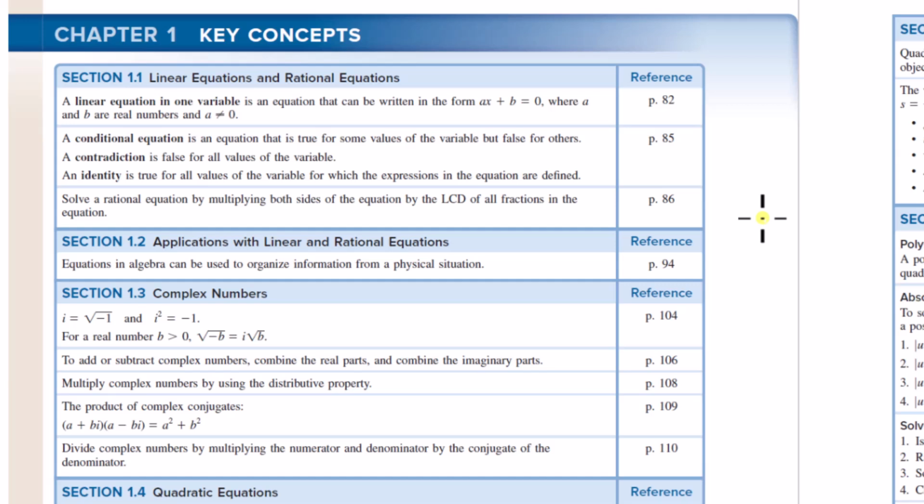Okay, and so the whole idea is we want to use these properties of equality to condense down the equation from a complicated expression on one side and a complicated expression on the other side, all the way down to an equivalent equation where we can just read off what the solution or the solutions are, because it's obvious what the solutions to this equation are.